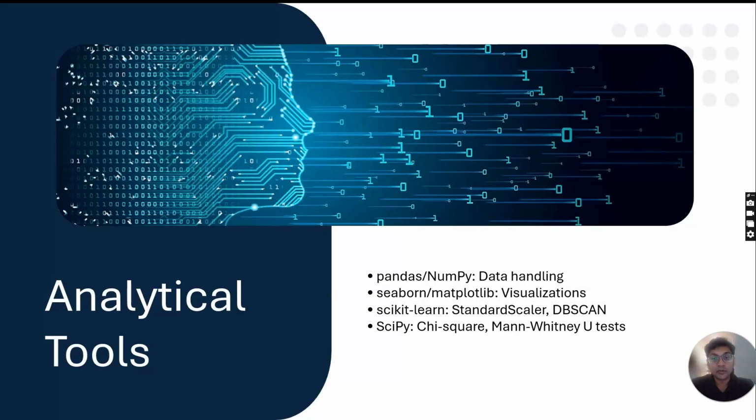scikit-learn provides the StandardScaler and DBSCAN implementation, and SciPy is used to run statistical tests: chi-square tests of independence to relate cluster or noise labels to the ground truth label, and the Mann-Whitney U test to compare throughput distributions between benign and attack flows. Together, these tools prioritize interpretable and statistically grounded analysis over black-box complexity.